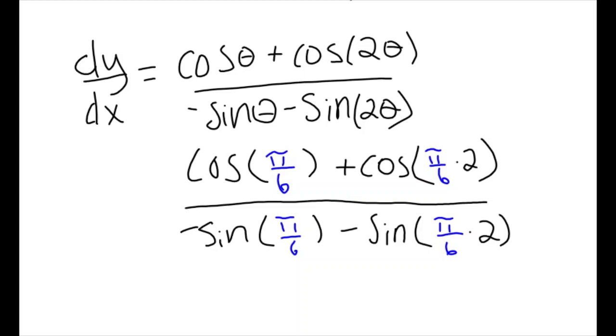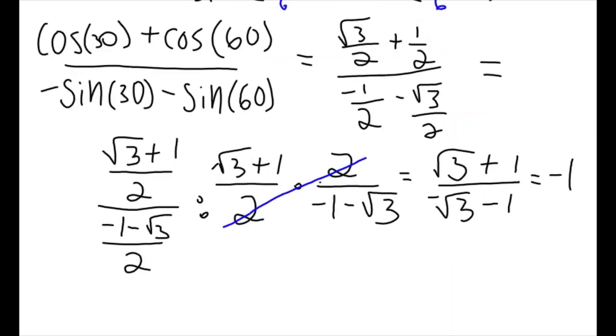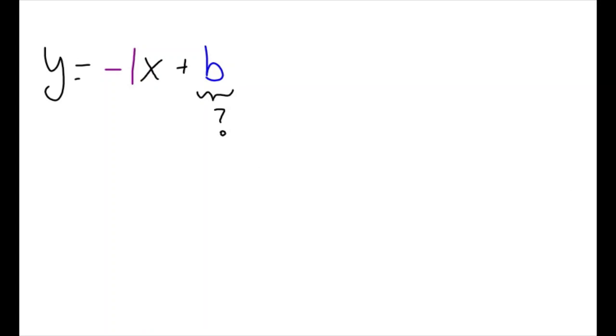To actually solve for our tangent line, we need to find the numerical value of our slope. So we'll substitute in pi over 6 for every instance of theta, since that's the initial condition stated within our problem. Remembering that pi over 6 is the radian form of 30 degrees, we get our slope equaling square root of 3 over 2 plus 1/2 all over negative 1/2 minus square root of 3 over 2. If we simplify further, we see that our slope is actually just negative 1, with the numerator and denominator having the same terms but with flipped signs, so dividing each by the other gives negative 1.